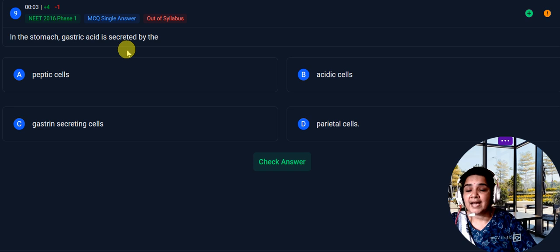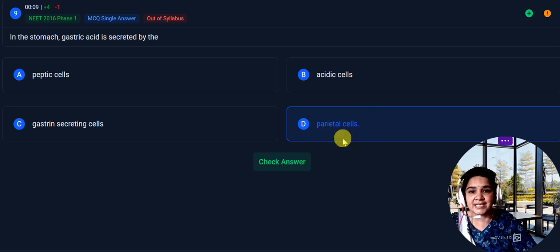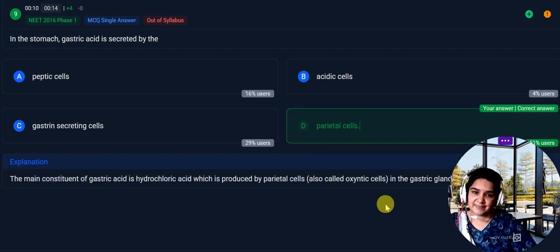So now let us see the next question. In the stomach, the gastric acid is secreted by, gastric acid means HCl. It is secreted by, we know it is parietal cells.